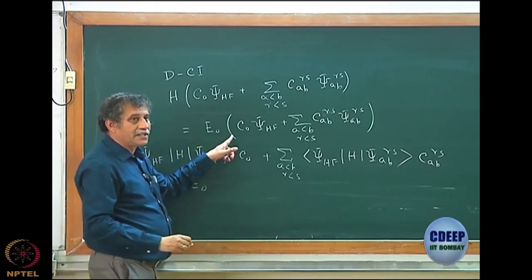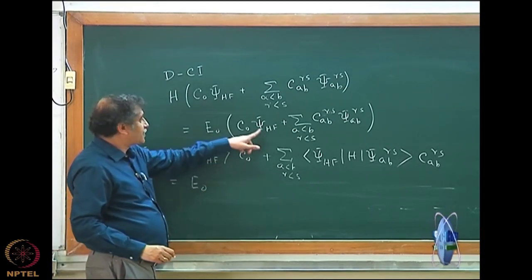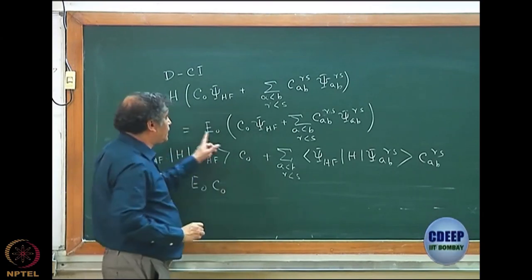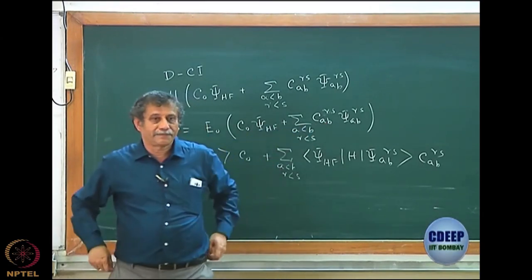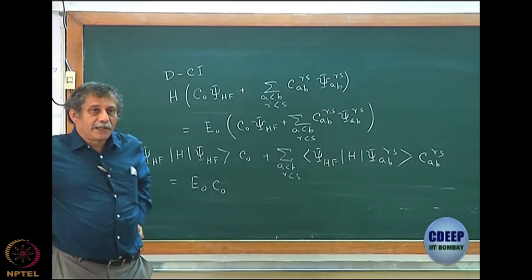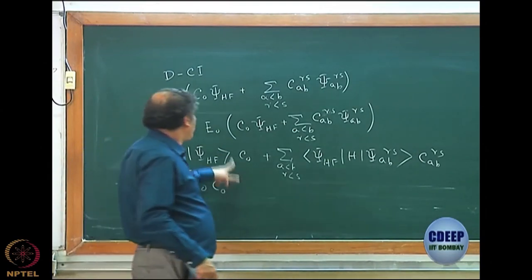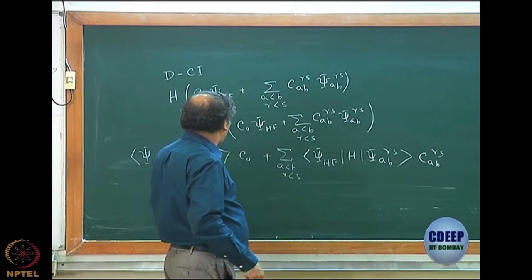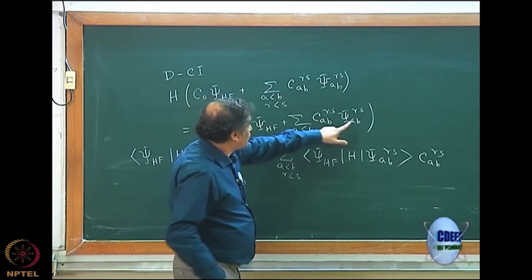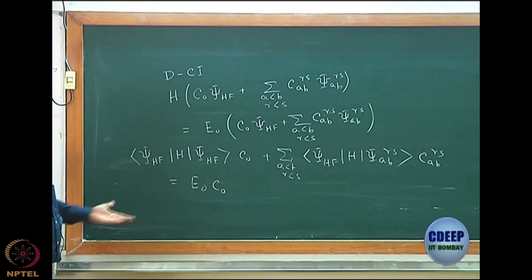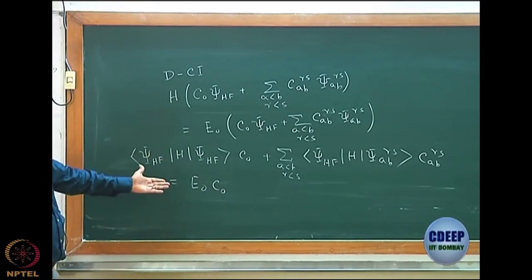Now it is very easy to see here, the psi Hartree-Fock norm is 1, so you have E naught times C0, and these are orthogonal, so you do not have to write, right. The right hand side, when I project with psi Hartree-Fock, you have only coefficient C0, because this is equal to 1, so coefficient comes out. Psi Hartree-Fock is orthogonal to psi ABRS, so you do not have to write. So this is the reason you get an eigenvalue type of equation.